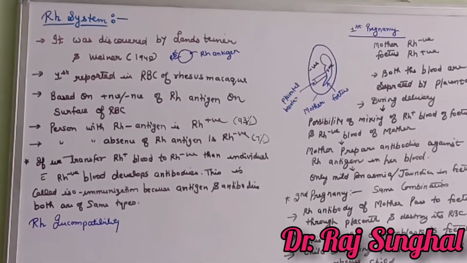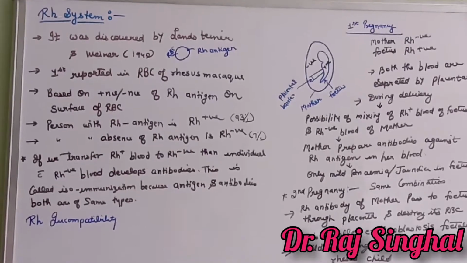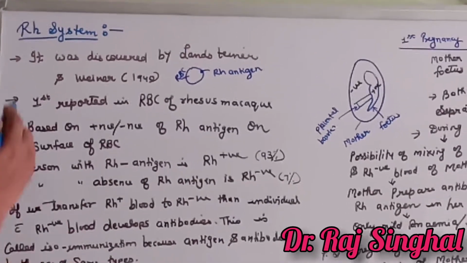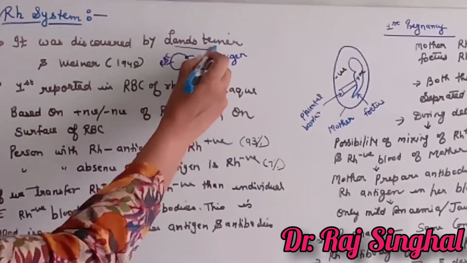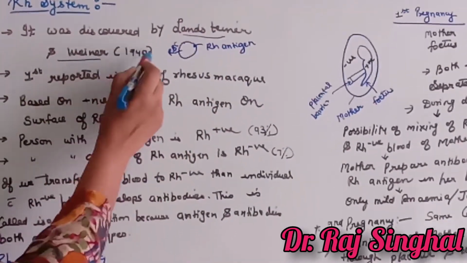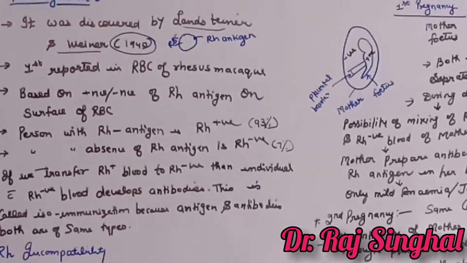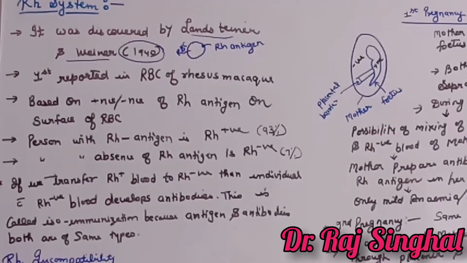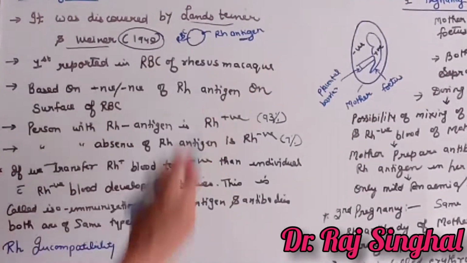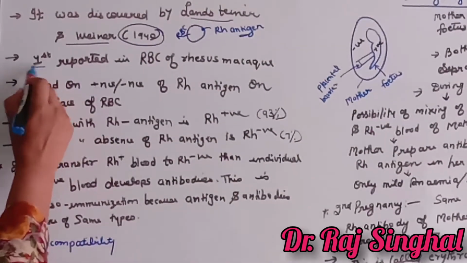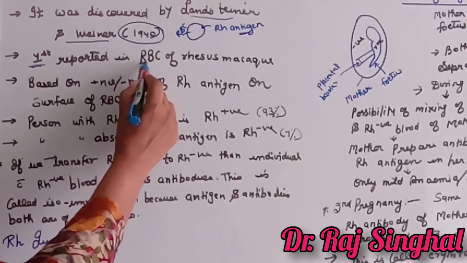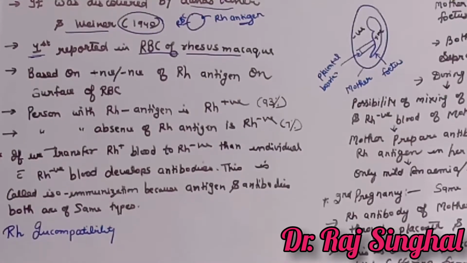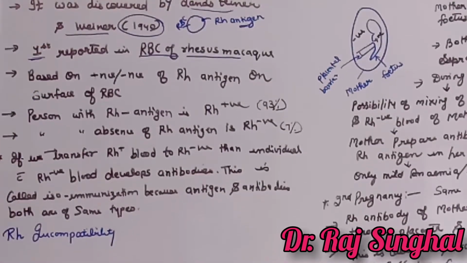The today's topic is the RH factor or RH system. This RH system was discovered by scientists Landsteiner and Wiener in the year 1940. This RH factor is based on the RH antigen. This RH antigen was first reported in the RBC of the monkey rhesus macaque. That is why it is known as RH.